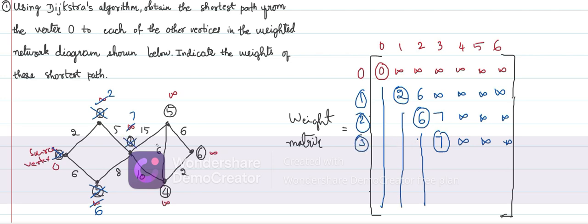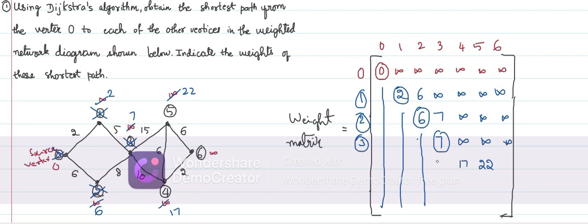Right? So we have 7 here for the vertex 3. So look at the vertices which are adjacent to 3. That is 5 as well as 4. So 7 plus 15, which is 22. And 7 plus 10, which is 17. Right? So now in this iteration we allocated 22 to the vertex 5, and we allocated 17 to the vertex 4.